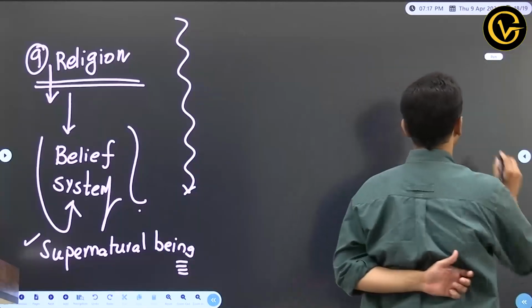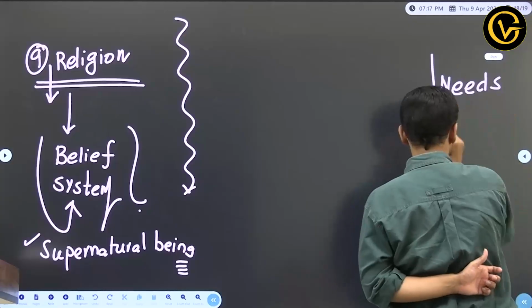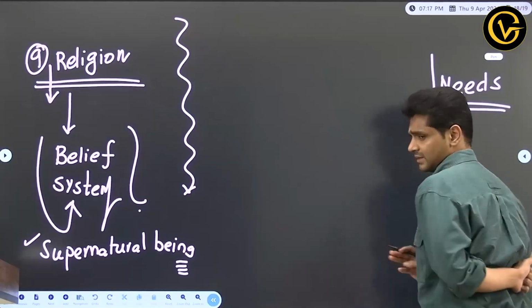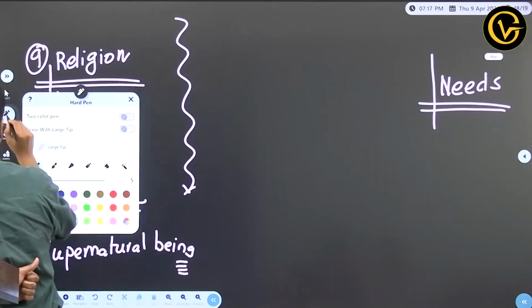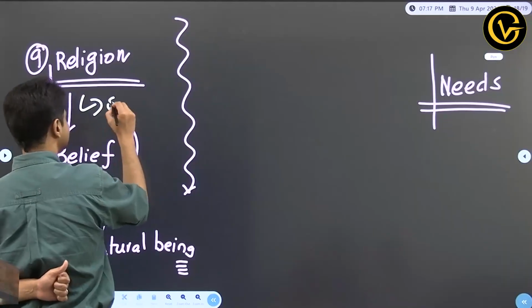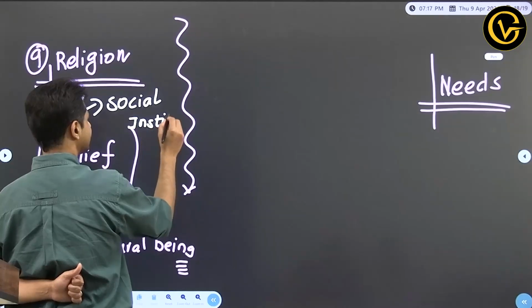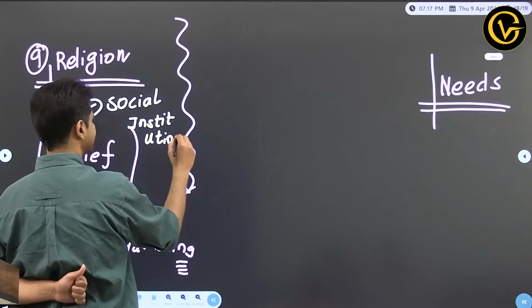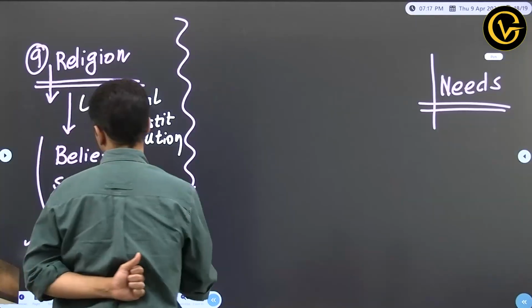And in yesterday's class, I told you that all social institutions exist to satisfy the needs of the individual. Agree with me? Social institutions must be satisfying some of the needs of the individual. And did I mention the name of religion within the social institutions multiple times? Is religion an example of a social institution? Very much. Religion also is an example of a social institution. Then what needs is religion satisfying? Tell me.